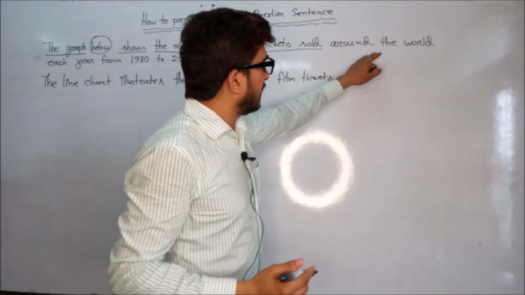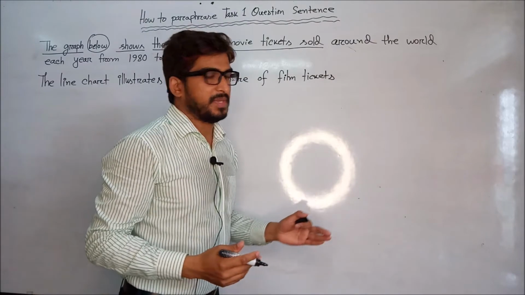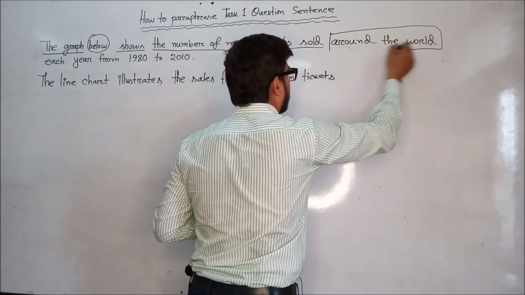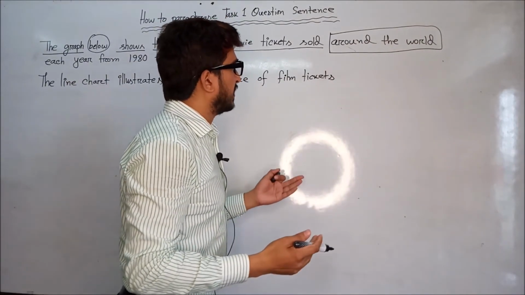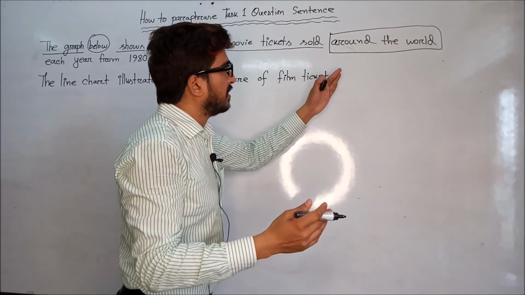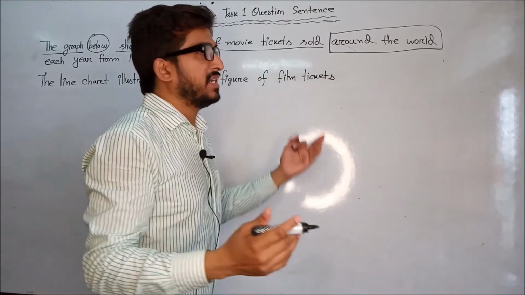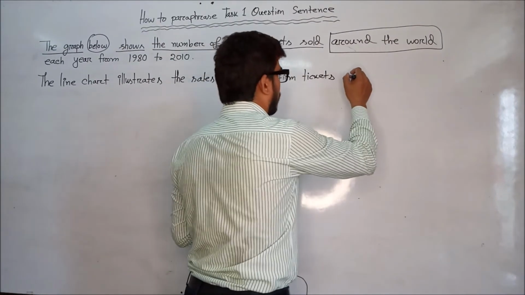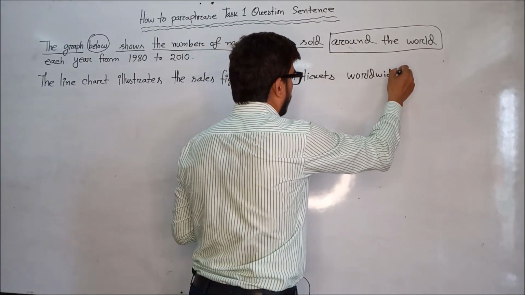Now around the world is basically an adverbial phrase. This adverbial phrase of place can be transformed into many types. For example, you can say around the globe, all over the globe, all over the world, or you can write down a single adverb, worldwide. So I'm going to write down worldwide.